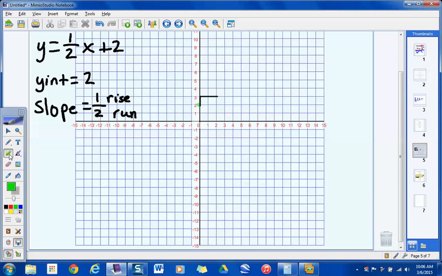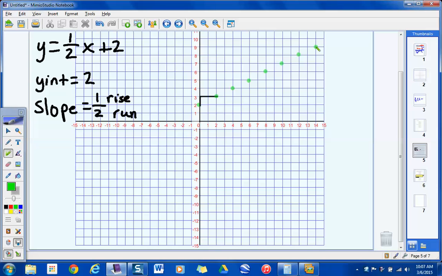And now you've got this other point. And lo and behold, guys, once you've got those 2 points, what are you going to do with your straight edge? You're going to draw your line. Or if you're like me and you want to get really good at this, if I go up 1 and over 2, I might continue to do this over and over again to get a really accurate line. Up 1 over 2, up 1 over 2, up 1 over 2.